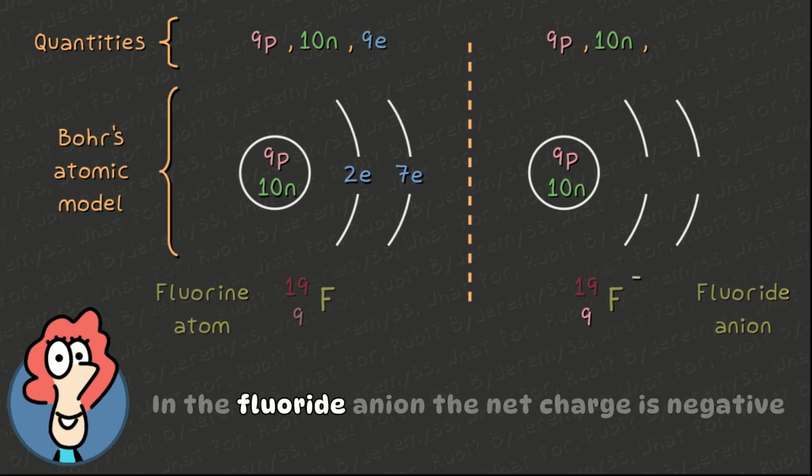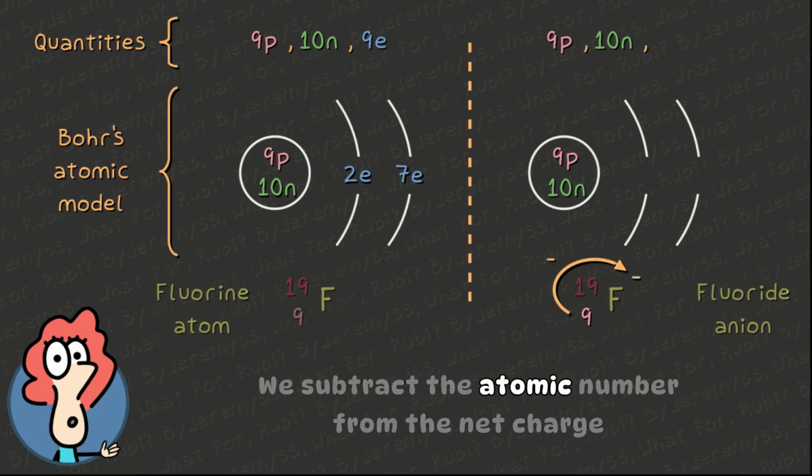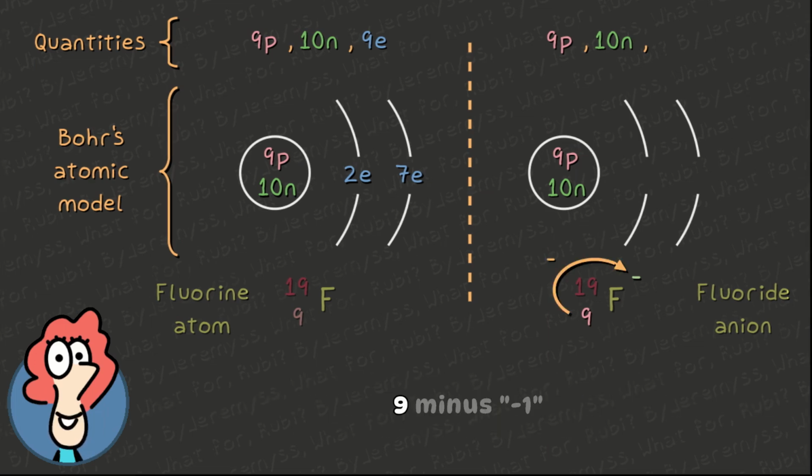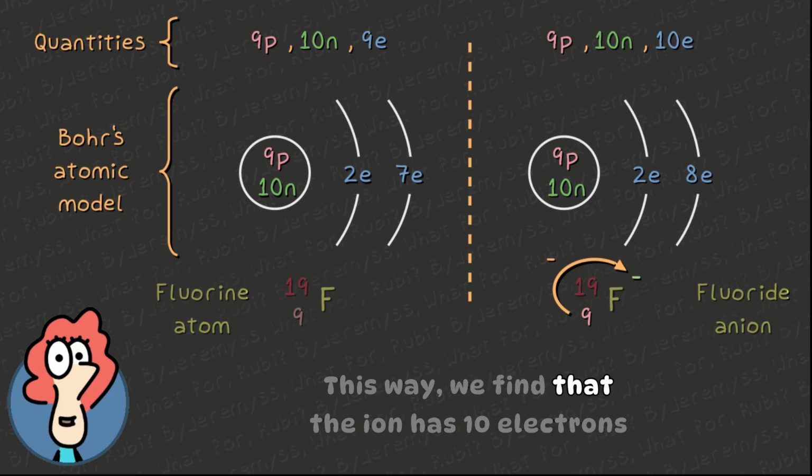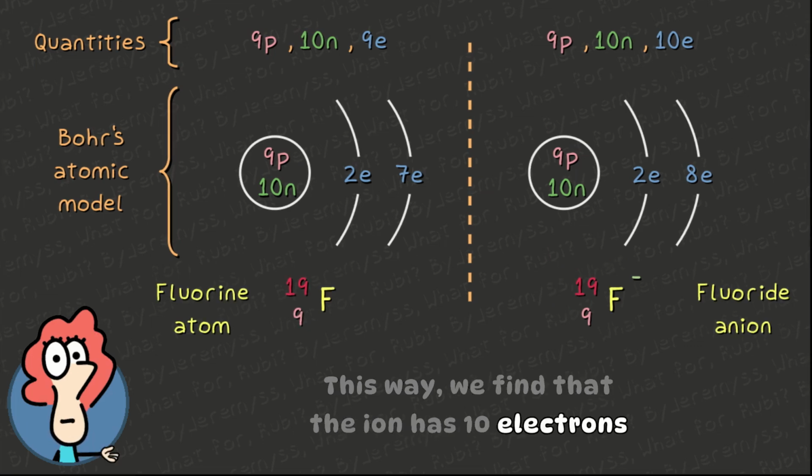In the fluoride anion, the net charge is negative. We subtract the net charge from the atomic number. 9 minus -1. Remember that minus a negative is positive. This way, we find that the ion has 10 electrons.